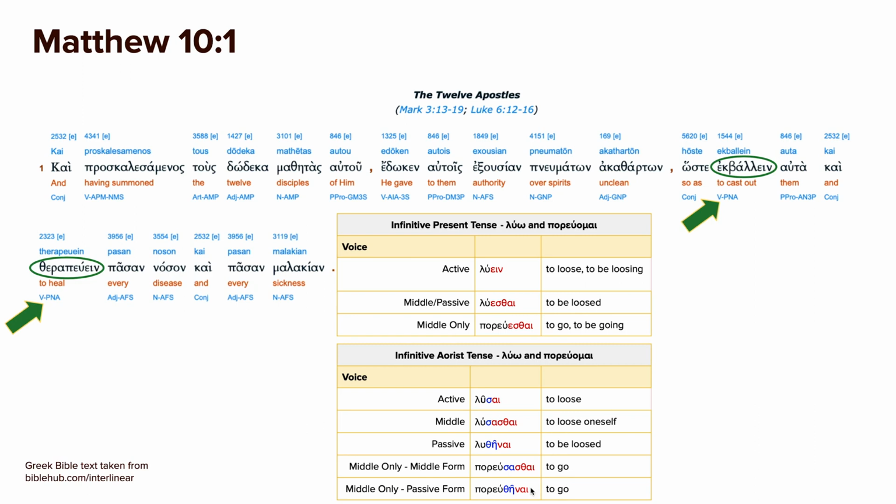It really is up to whether you want it to sound a certain way. The author might choose one or the other. I wanted to point out here that all of these infinitives end with ai. But this one, which is probably going to be the most common one you see, the present active infinitive, ends with ein. So when you see ein or ai, it could be something else, but it might be an infinitive. All right, so ekballein is our example, to cast out, and therapeuein, to heal.